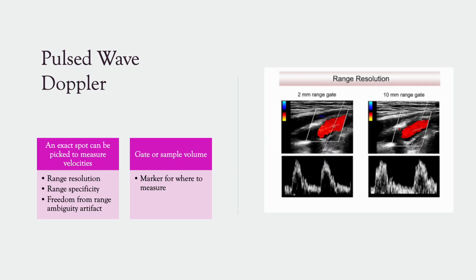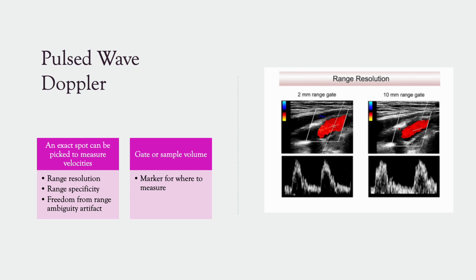Pulse wave Doppler is another form of Doppler that we use in ultrasound. With this type of Doppler, an exact spot can be picked to measure exact velocities. It is also called range resolution, range specificity, freedom from range ambiguity artifact, and we place a gate or sample volume. This is the marker for where we measure.